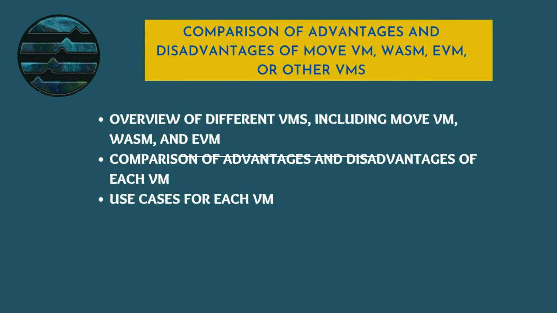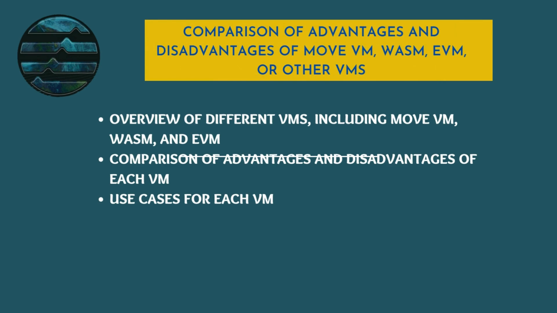Move VM also includes a bytecode verifier that ensures that smart contracts are executed as intended, and a secure execution environment that isolates smart contracts from the rest of the network. WASM, on the other hand, is designed to be a portable and efficient binary format that can be used across different platforms. It provides a high level of security by enforcing strict sandboxing of untrusted code.